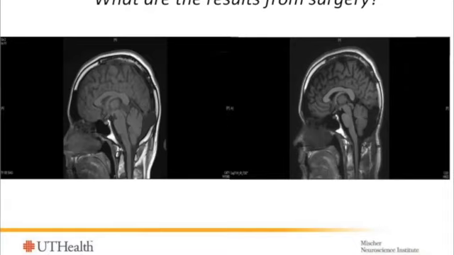So it's about 2 days in the hospital. I usually see the patient 2 weeks after surgery to remove the stitches. And for patients that are doing well, our next visit is often a year later to get a follow-up MRI scan.